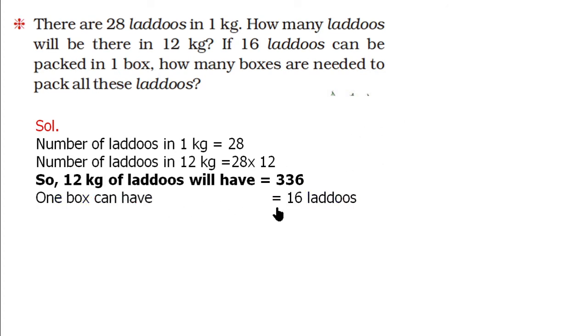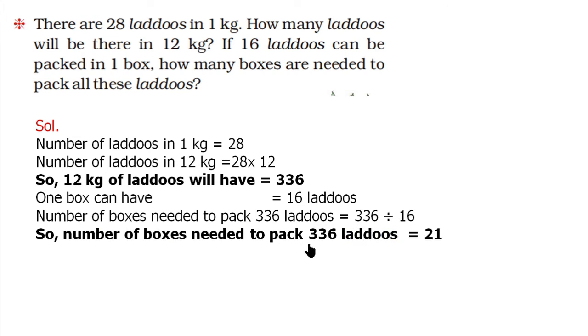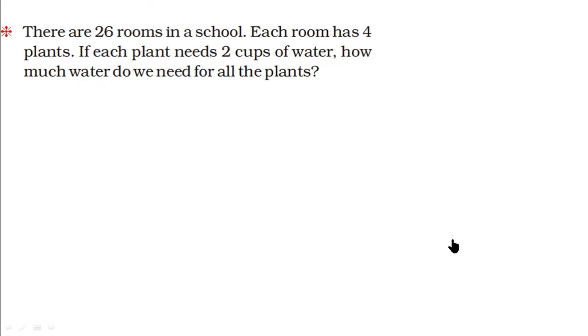One box can have 16 laddus. Number of boxes needed to pack 336 laddus. 336 divided by 16. So the number of boxes needed to pack 336 laddus will be 28. 16 2s are 32. 1 is remainder. Then put 6 down. 16 1s are 16. Okay. So let us move to the next question.